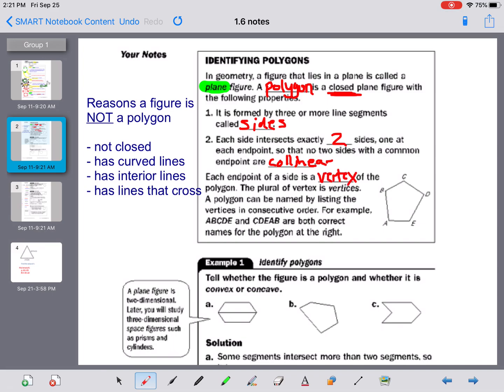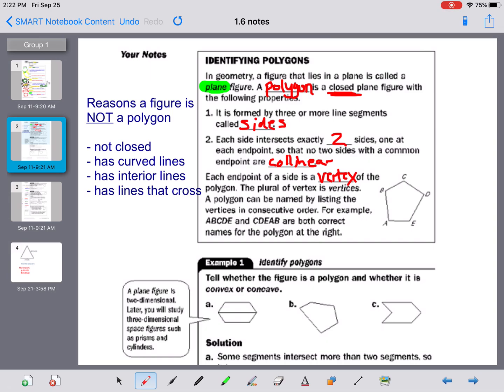And we have the plural of vertex: vertices. Okay, I'm going to stop there and go through a couple of these things. You will have questions on your homework and your next test that will say, is this a polygon? The easy answer is yes, but if you say no, I'm going to ask you, well, why not? Why isn't this a polygon?